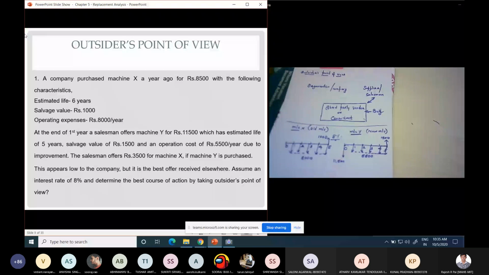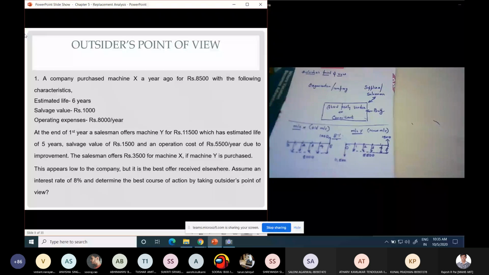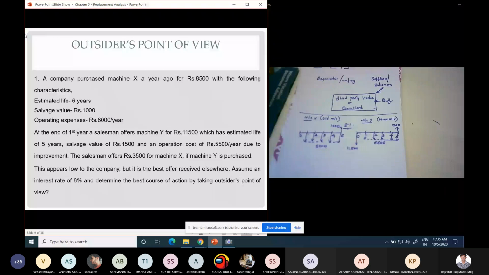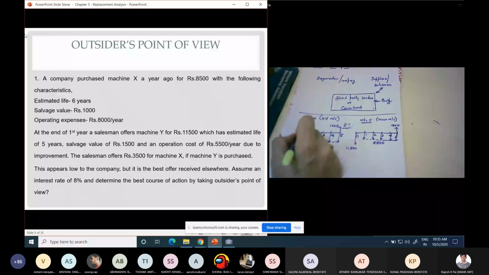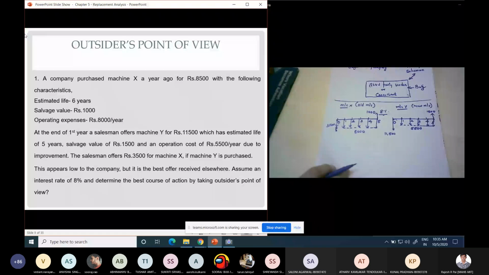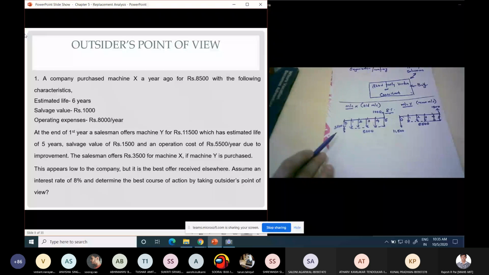So what price am I going to buy at as a consultant? One student told that I will be paying the market value, that is 3,500. So this value I will attach here, 3,500. Okay, and then I will analyze. So hope you have understood the concept.